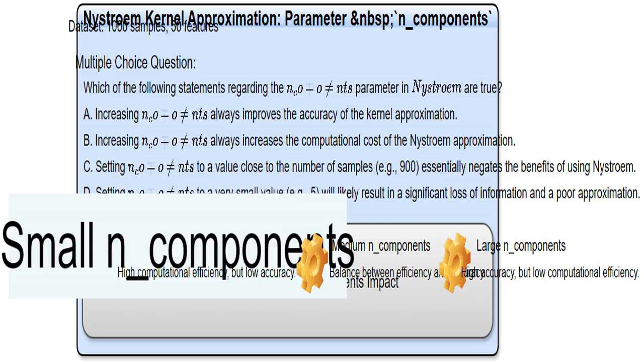A medium n_components value is a sweet spot. I get a reasonably good approximation without the hefty computational burden. Think of it as having a detailed map with enough information, but not to the point of overkill. Using a small n_components value means I'm using a smaller subset of data for the approximation, so computations are fast. However, I lose accuracy. It's like using a very rough sketch instead of a proper map.